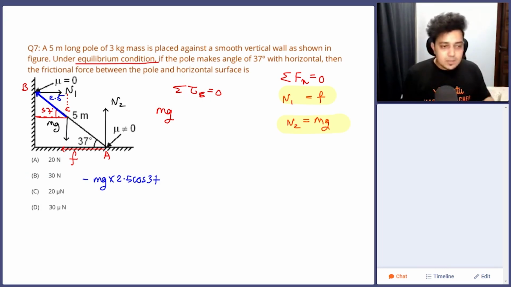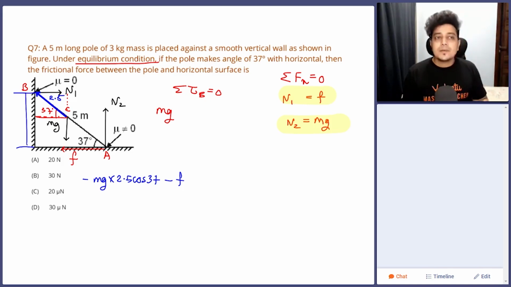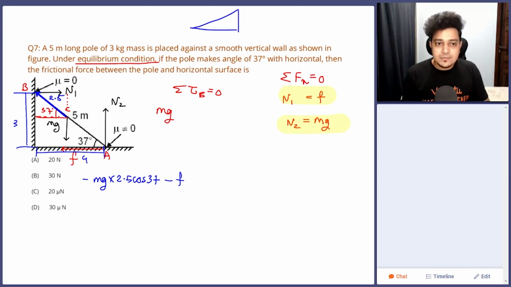Then torque by N1 will be 0. Torque by frictional force: friction will also produce clockwise torque, so that will be negative F, and for the frictional force the perpendicular distance will be this distance. Okay, and that we can easily calculate. It's a 3, 4, 5 triangle. 5 is the hypotenuse, so the opposite side must be 3, right? And this dimension must be 4. You remember this standard triangle 3, 4, 5: 3 is the smallest side, hypotenuse 5, 4 the remaining side, opposite to 3 you have 37, and this angle is 53.